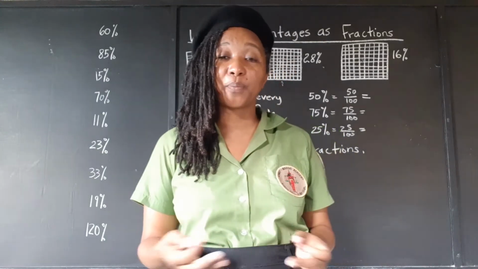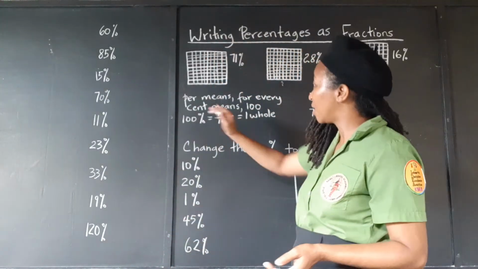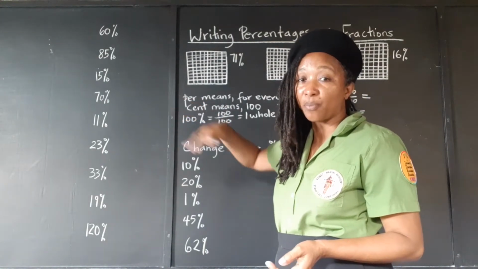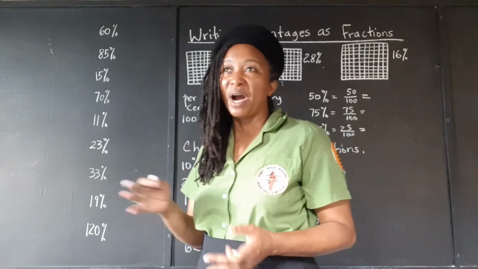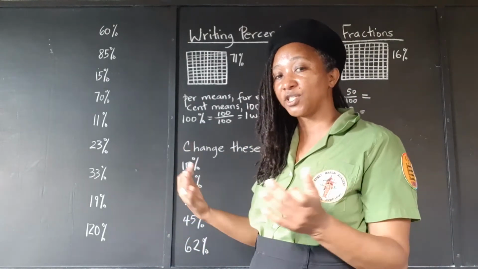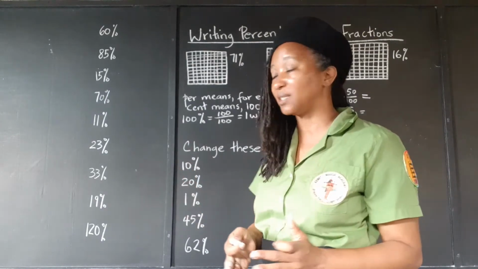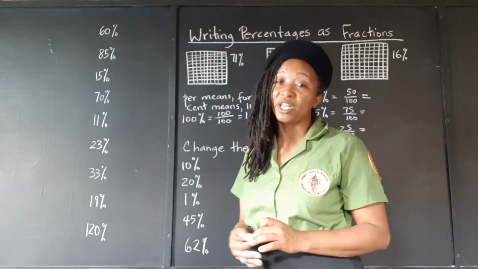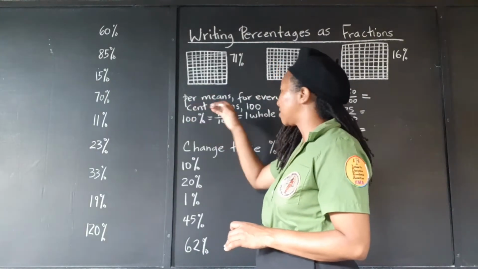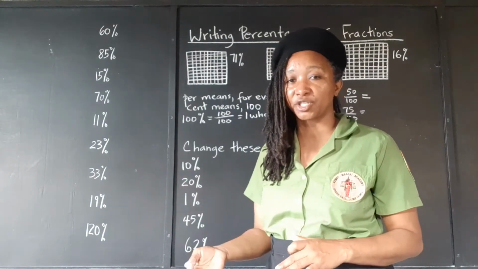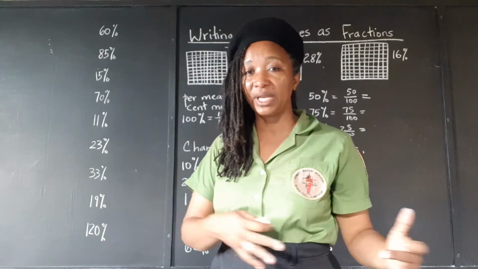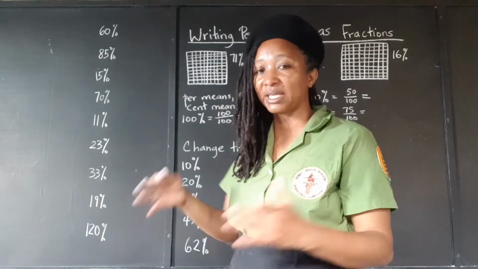Now we're looking at percent. Breaking it down, per is the prefix. A prefix is a part of a word that goes in front of another word. It's attached to the front part of a word, and it modifies the meaning of that word. So per means for every, for each. So for every this amount, then something else, right?